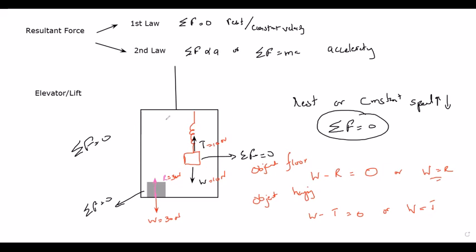Is it clear? The first case is where the object is either at rest or moving with a constant speed. That's the first condition for an object inside the elevator, where the elevator is either at rest or moving at a constant speed. So the resultant force should be zero.